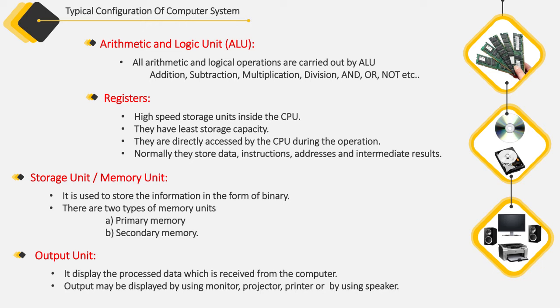Storage unit or memory unit. Memory is used to store data and instructions before and after processing. The data is stored in the form of binary. There are two types of memory units: primary memory and secondary memory. Random access memory is the main memory or primary memory of the computer system, which is known as RAM. The main memory can store the operating system software, application software, and other information.